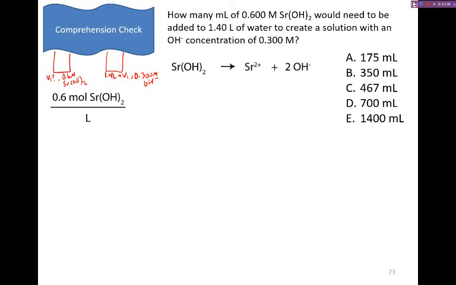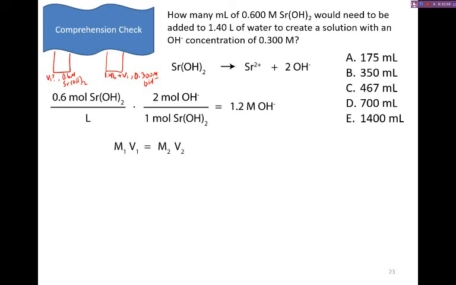Okay, so we know that we started out with 0.6 molar strontium hydroxide, and that it's a 2-to-1 ratio of hydroxide to strontium hydroxide. That would mean that we would start with 1.2 molar hydroxide. By using the dilution equation, we can set the initial concentration with the unknown volume equal to the final concentration and the final volume. Now again, we have to add those two together because we don't actually know what the final volume is. We're adding 1.4 liters to it.